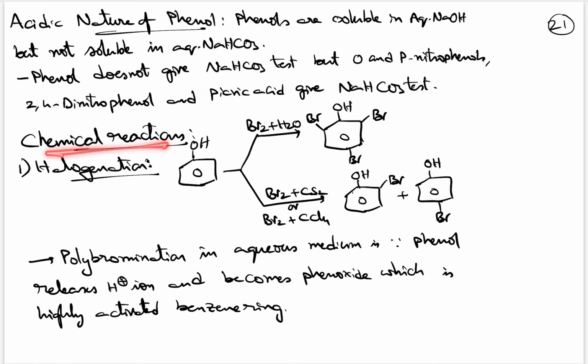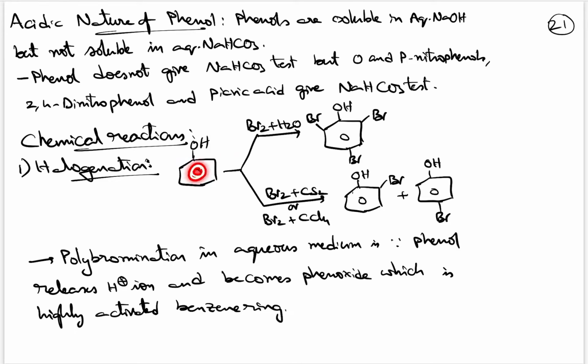Then chemical reactions. Halogenation first. So phenol, the first point we have to know is that the phenolic OH group is a positive mesomeric effect group, and by donating the electron pair to the benzene ring, the benzene pi electron density will be increased a lot.